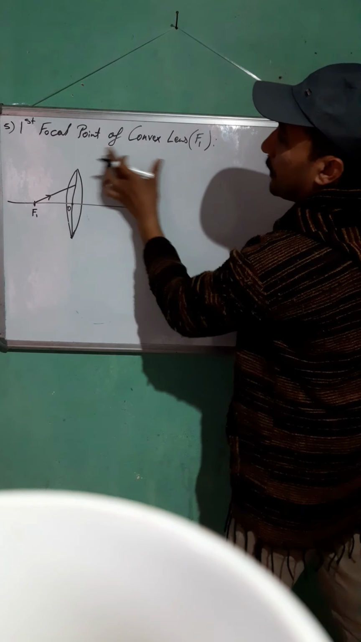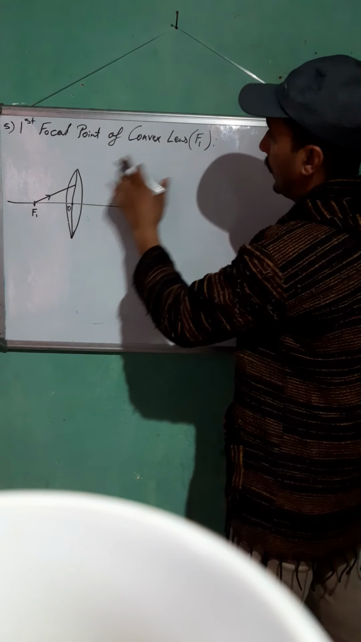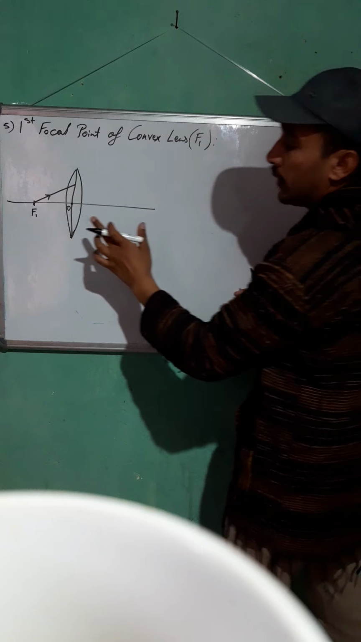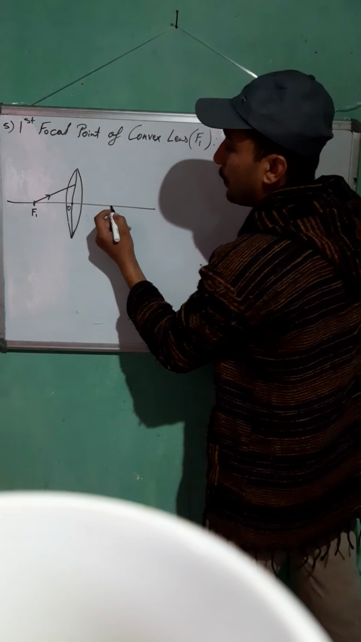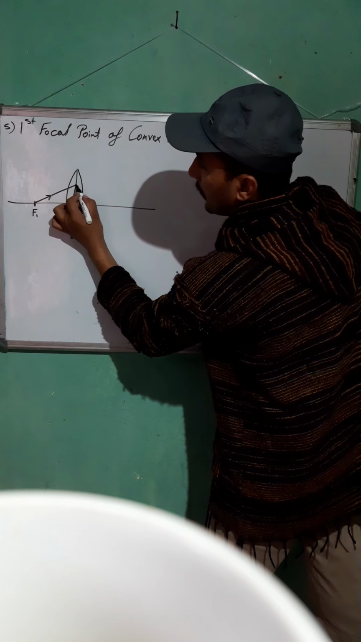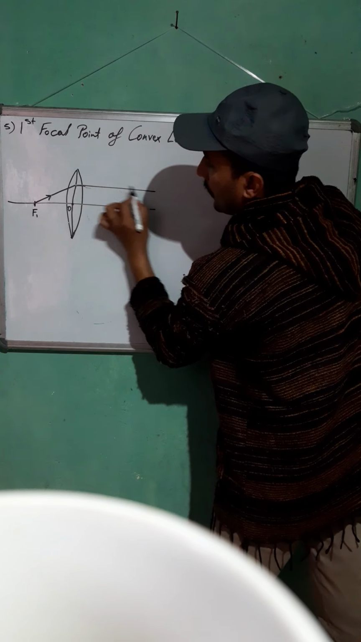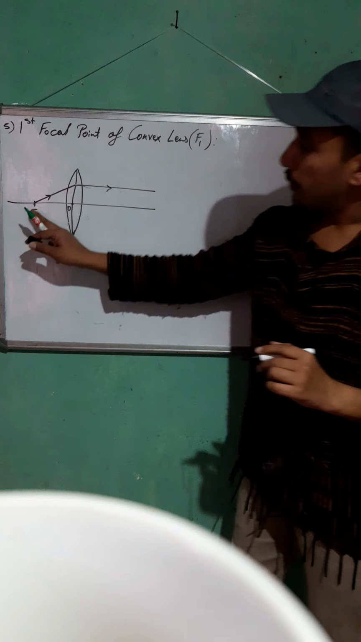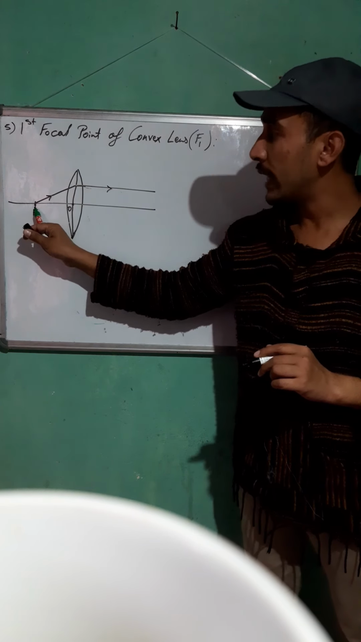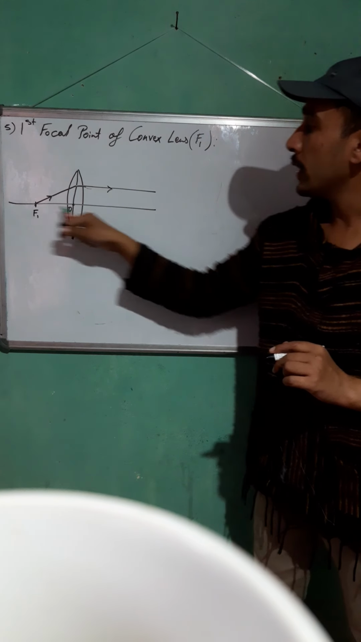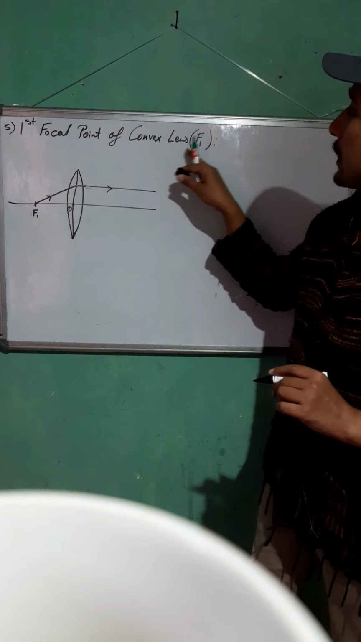So I was talking about the definition of a first focal point of convex lens. It is a point on the principal axis of the convex lens such that a ray of light coming through that point after refraction becomes parallel to the principal axis. That means from here refraction takes place. Once it gets refracted, it becomes parallel. So this is the definition for first focal point of convex lens.